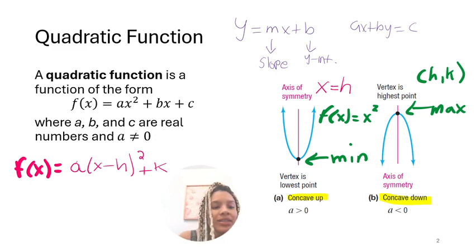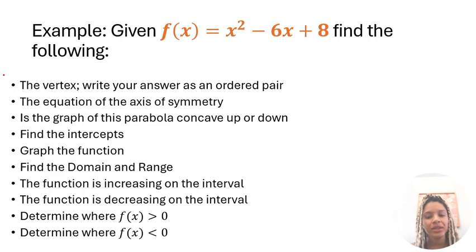Okay, so let's see an example. And this example comes directly from your homework. We have given f of x equals x squared minus 6x plus a. Find the following. Find the vertex. Write your answer as an ordered pair. The equation of the axis of symmetry, whether this is concave up or concave down.